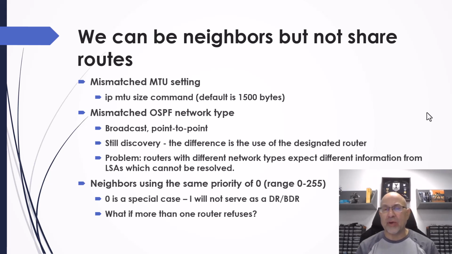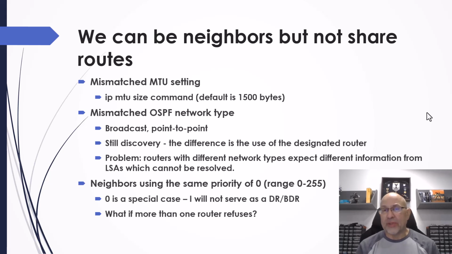So a mismatched MTU size. Now you can change that with the ip mtu command. The default is 1500 bytes. Then a mismatched OSPF network type. Remember last time we talked about being broadcast or point-to-point, and the primary difference between those is that while they both use discovery, only in the broadcast do we do the designated router and the backup designated router. The point-to-point routers know exactly who they're talking to, and so they don't need that. And in fact, the designated router election would slow things down. So if you mismatch your network types, you can still be neighbors, but you might not share routes.